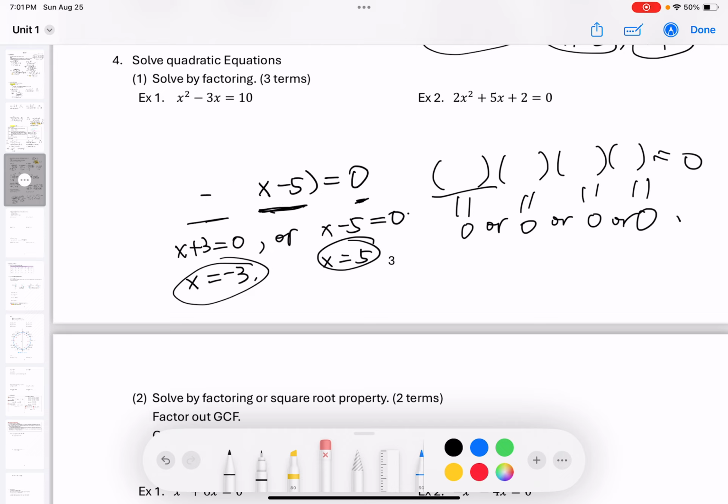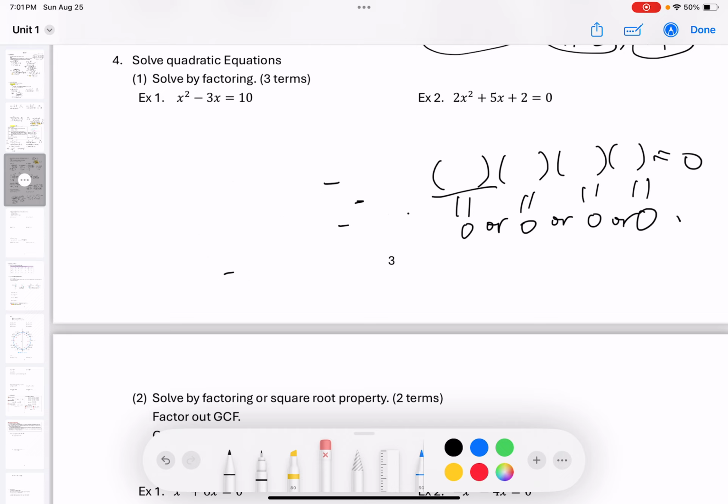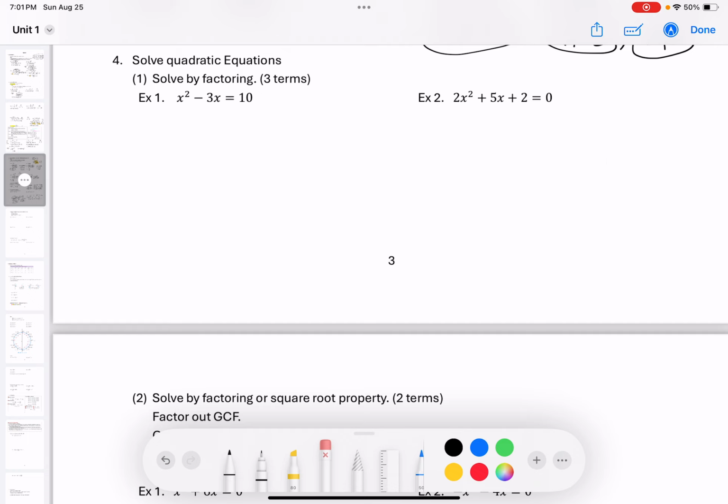Okay, let's see the first example. So how to use the zero product property to solve for x from the first example. Zero product property, you remember? One side of the equation must be 0. You cannot have something else. And this question has something else. That means I need to move the 10 away. So let's minus 10 both sides. We have x squared minus 3x minus 10 is equal to 0.